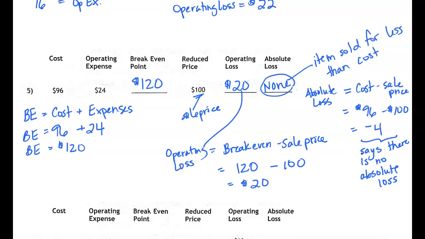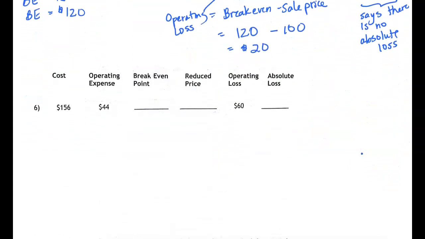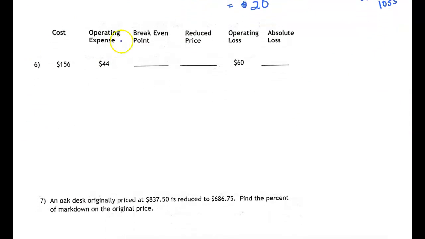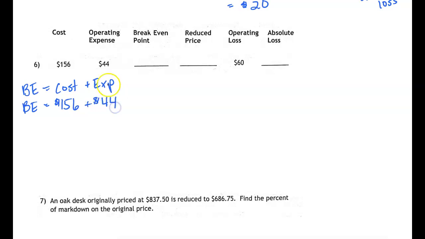Let's go on to question 6. In question 6, we have a cost of $156, operating expenses of $44. Again, we can find that break-even point by putting cost plus expenses together. Our break-even is going to be $156 plus the other $44 for expenses, and that makes a break-even point of $200.